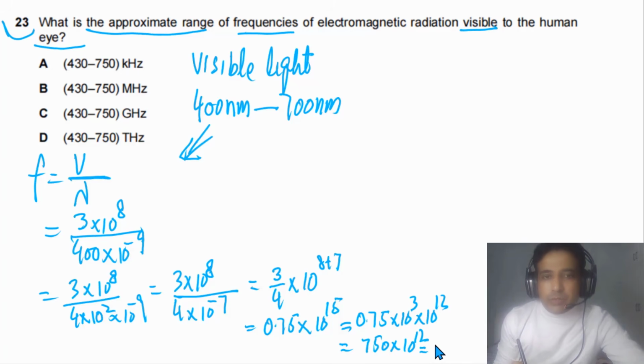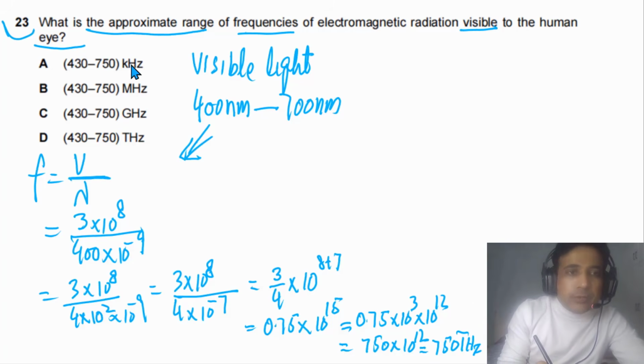So this is equal to 750 terahertz. So this is the frequency. If you look at the given options, we have kilohertz, this is incorrect, mega, incorrect, giga, this is incorrect. So this is tera, meaning 10 to the 12. So this is the possible approximate range. So the answer for this question is D.